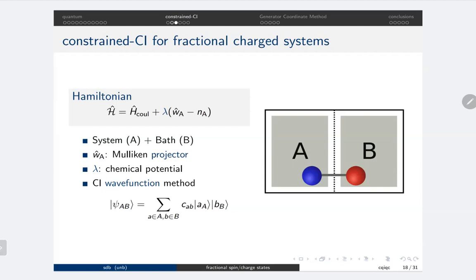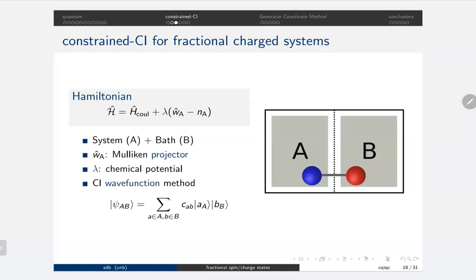So I want to find a solution such that I have a knob with which I can tune how many electrons I'm putting on the left-hand side or on the right-hand side, so that I can do that scan as a function of particle number or fractional particle number. How do I do that? Well, I have my Coulomb interaction there, and what I add is a population operator, a Mulliken projector. You can add different ones, for the quantum chemists in the audience, and you add a chemical potential.